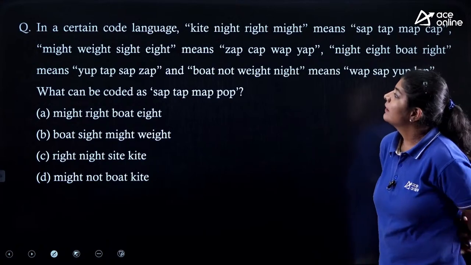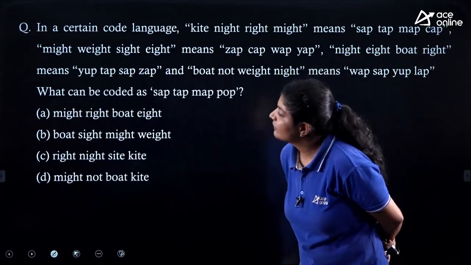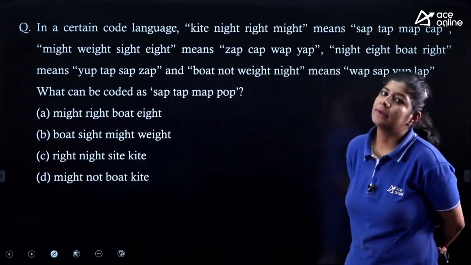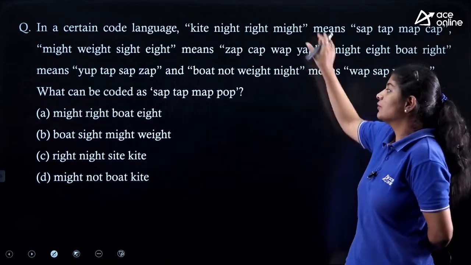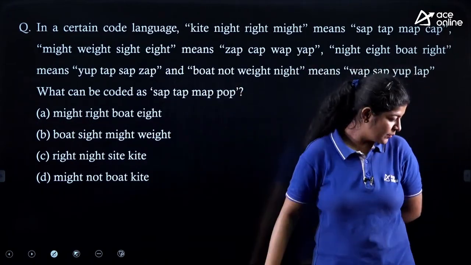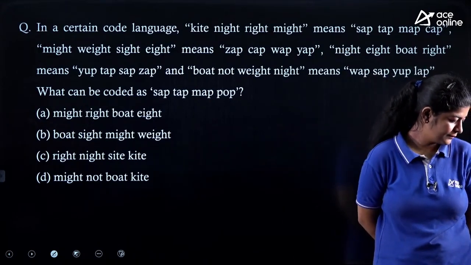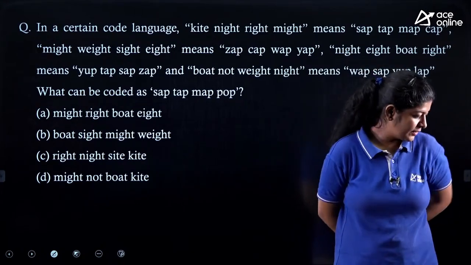Next. Okay, so in this one you can use the same codes, and we have to find out what can be coded as sap, tap, map, pop. So I guess pop is a new word which is not given over here. So for the new code we need to use a new word. So what answer you people are getting for this one? Any one of you? What answer are you getting for this one?